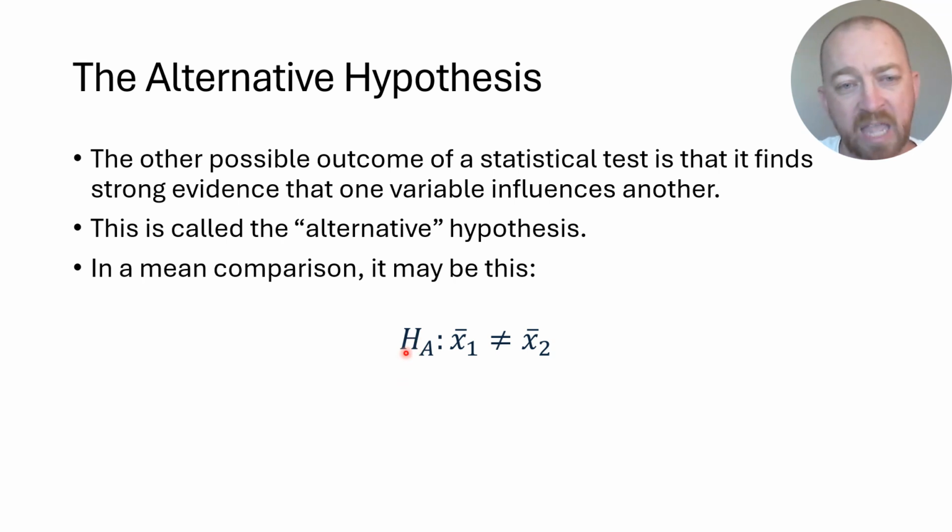So again, we have H for hypothesis, A, of course, meaning alternative, and then the colon meaning this is what the hypothesis is. And in this case, we're saying that the means are not the same, right? You can see it says that they're not equal. In other words, there's something different going on here.